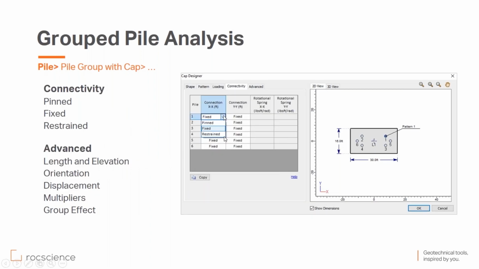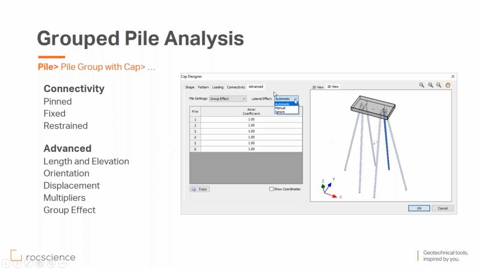Connectivity, you can set the connectivity of each one of the piles as fixed, pin or restrained. And in the advanced tab here, you can define different lengths and elevations for your piles. You can define different orientations, as you can see on this 3D view here. You can define different displacements.